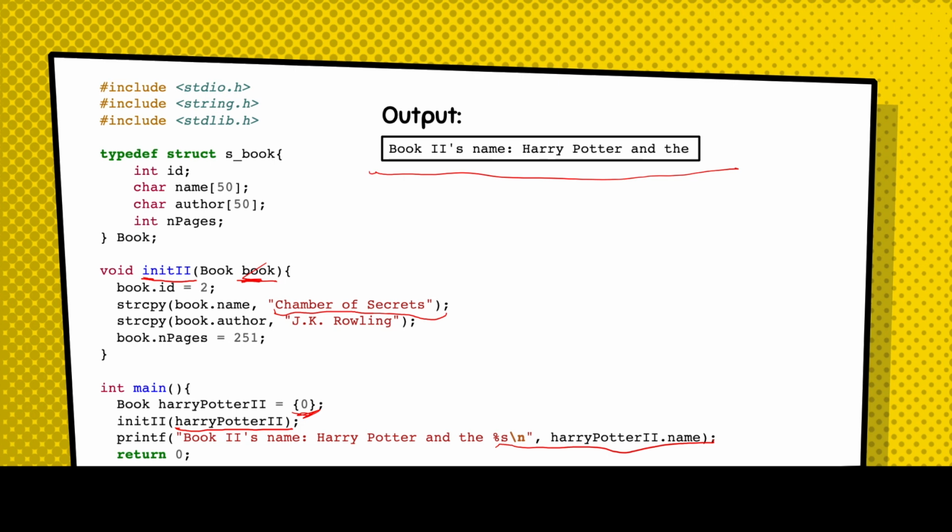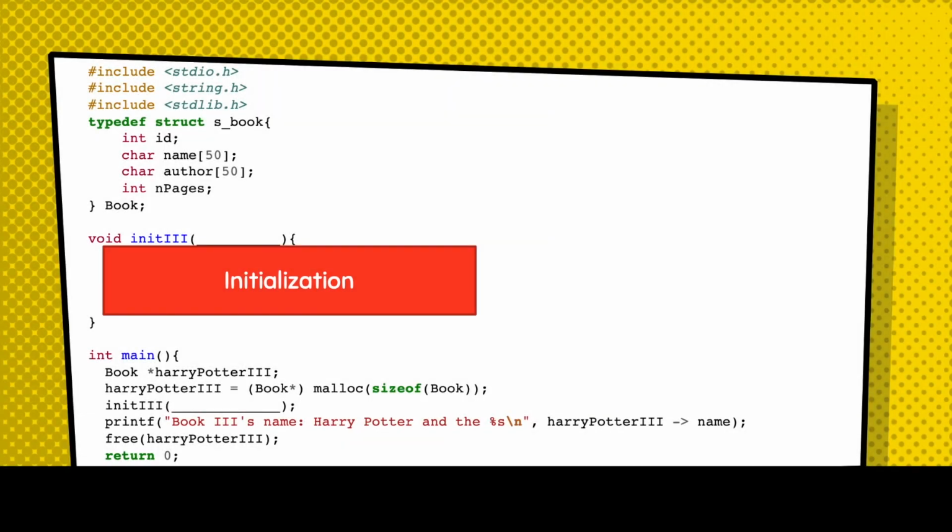Okay, so now let's take one more step and check a third function. As you can see, I marked some of the code over there and left the call as well as the function declaration empty. Please also take a while and think about what you would put over there in order to initialize Harry Potter 3 correctly.